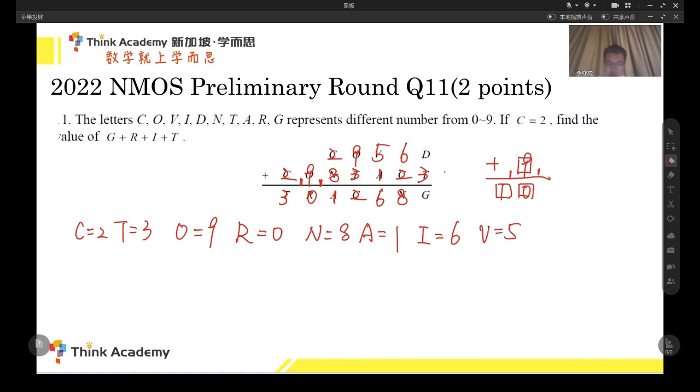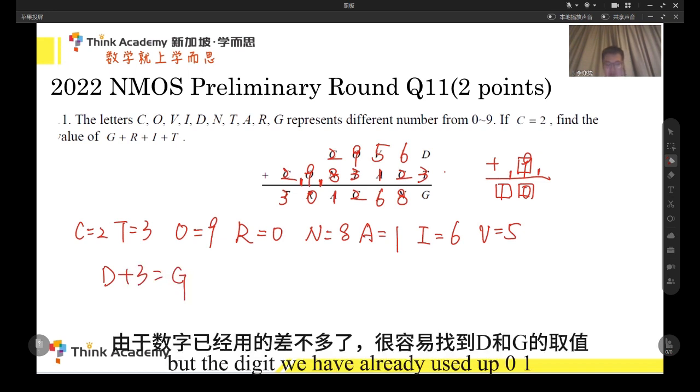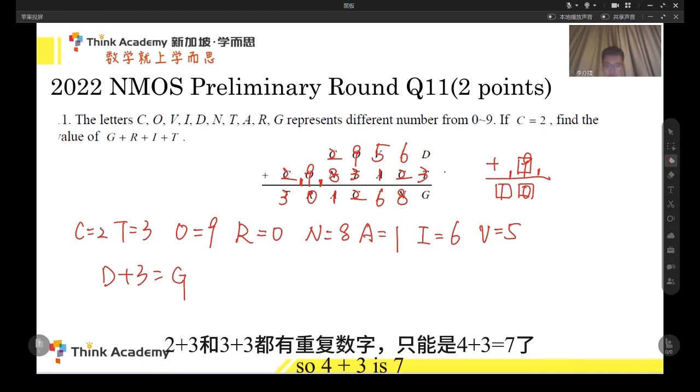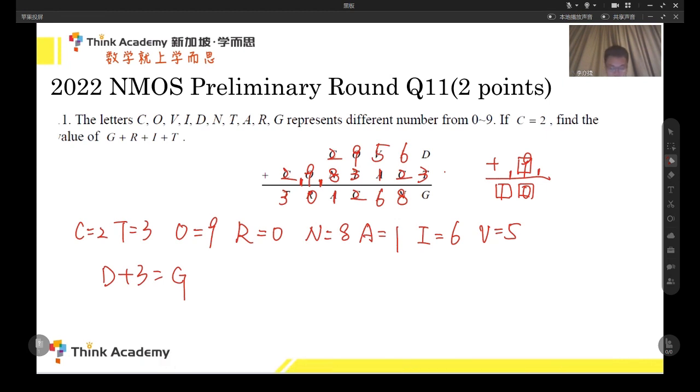So again, for D and G here, we have D plus 3 equals to G, but the digits we have already used up are 0 and 1. So 2 plus 3 equals to 5, 5 is used. And 3 plus 3 is 6, used up. So 4 plus 3 is 7. So the only thing is that D equals to 4 and G equals to 7. So this is the only solution here.